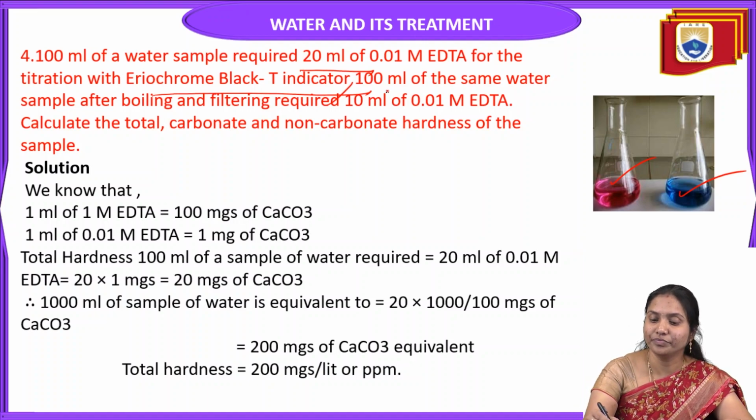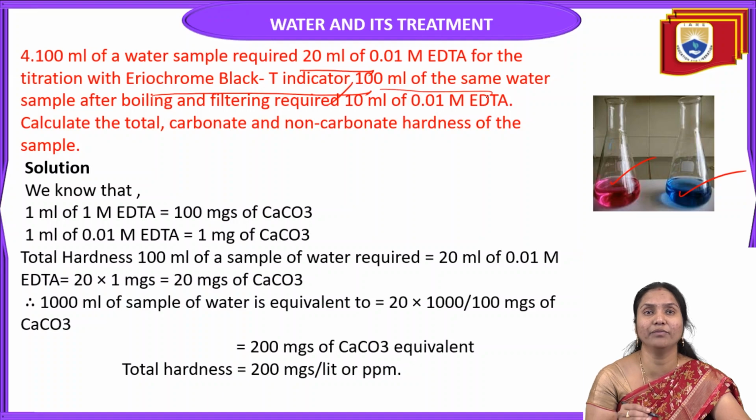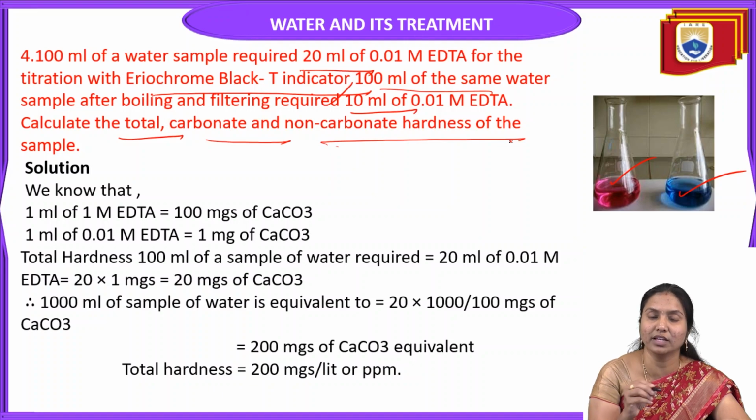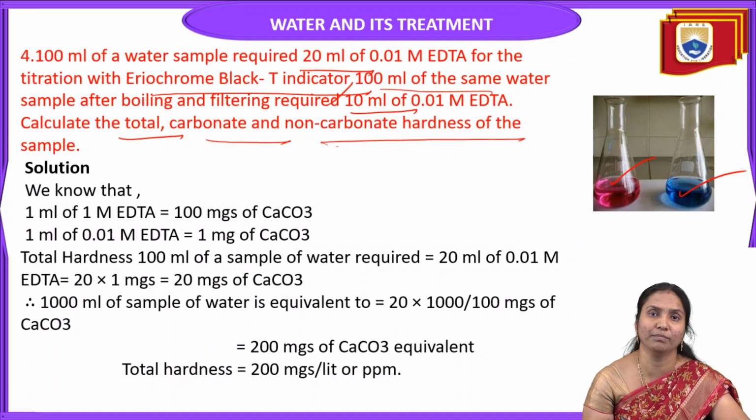Okay. So in the second case, 100 ml of the same water sample after boiling. That means we can remove temporary hardness of water. After boiling and filtering, how much EDTA is required? 10 ml. Here the molarity of EDTA is 0.01 M. Now calculate the total hardness of water, the carbonate and non-carbonate hardness of the sample. That means you can calculate the total hardness, permanent hardness and temporary hardness of the given water sample.